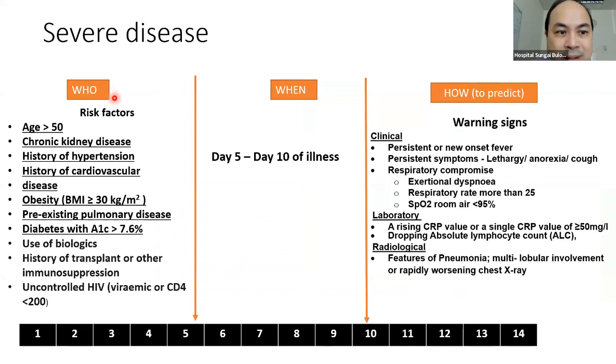Who is at risk of getting severe disease? Age more than 50, but the higher the age, the higher the risk. Chronic kidney disease stood out. And then you've got other medical conditions: high blood pressure, cardiovascular disease, obesity, underlying COAD, diabetes. So these are the main risk factors that were shown from our Malaysian cohort. But in multivariate analysis, those that really stood out were these two, age and chronic kidney disease.